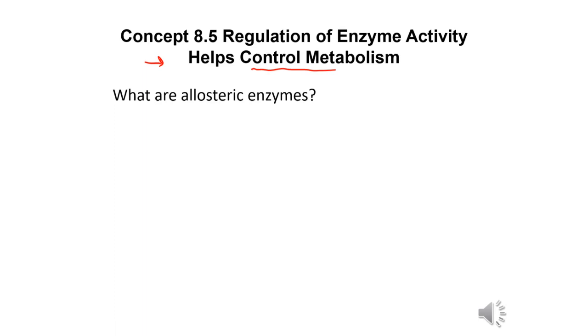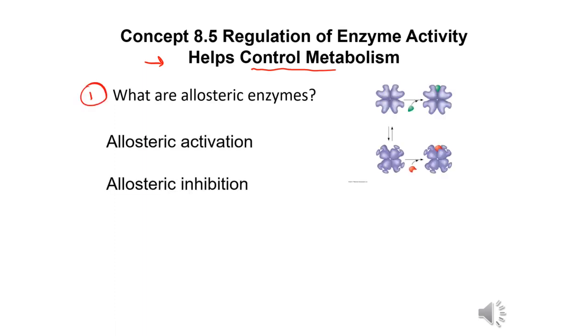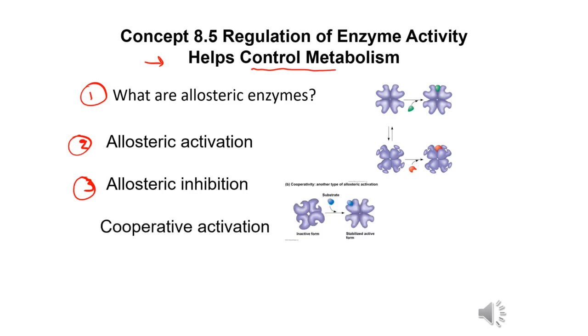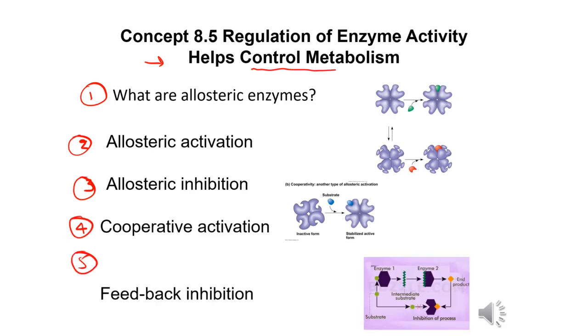And to that we will talk about first allosteric enzymes. And to do that I'm going to show you two videos that summarize very well what allosteric enzymes are. Then I will move to talk about allosteric activation and inhibition. Finally, I will talk about cooperative activation, and finally, I will finish talking about feedback inhibition. So let's start.